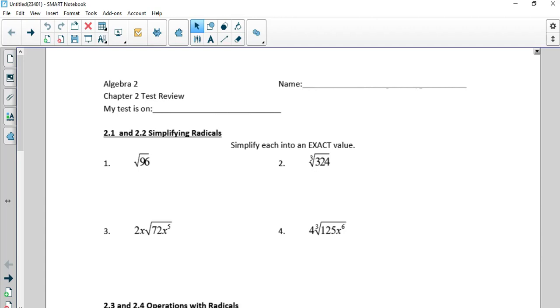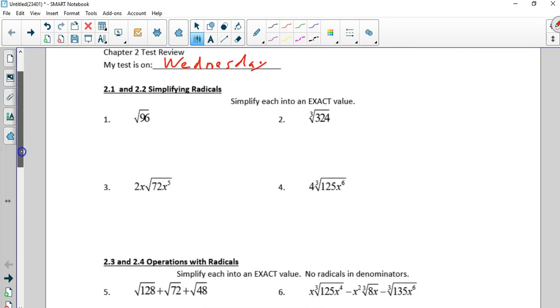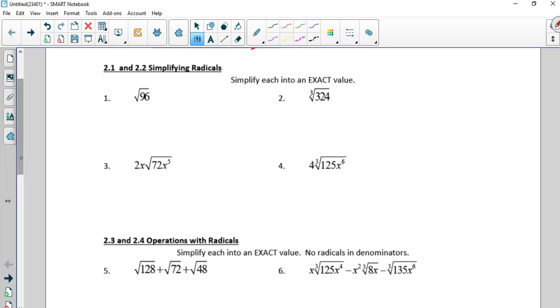Okay, the test review. Remember, test is on Wednesday. So, again, remember also that there is another review online for 2-1 through 2-4 from the quiz. So there's extra practice and review there if need be.